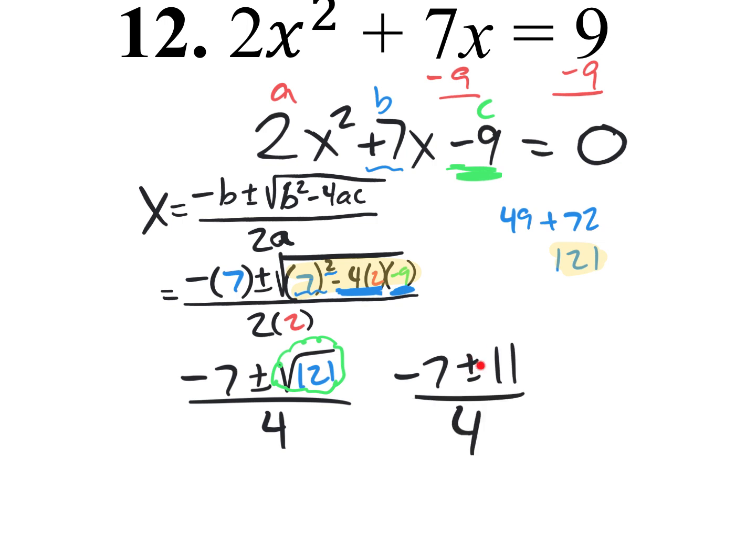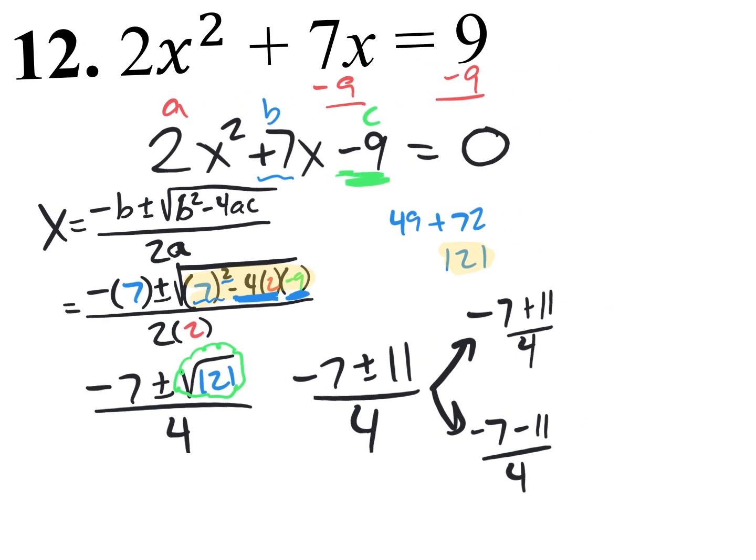Now, the plus or minus actually produces 2 answers. You're going to do negative 7 plus 11 divided by 4, and then negative 7 minus 11 divided by 4. I always draw 2 arrows, negative 7 with the plus 11 divided by 4, then another one, negative 7 minus 11 divided by 4. So on the top one, negative 7 plus 11, that is 4, and 4 divided by 4, the answer is 1, okay?